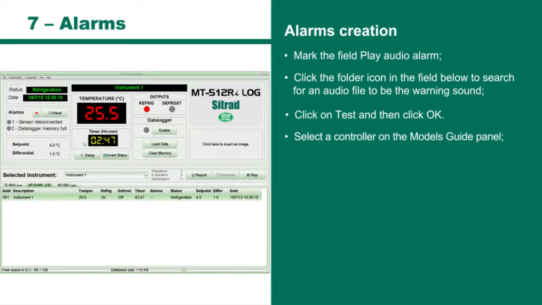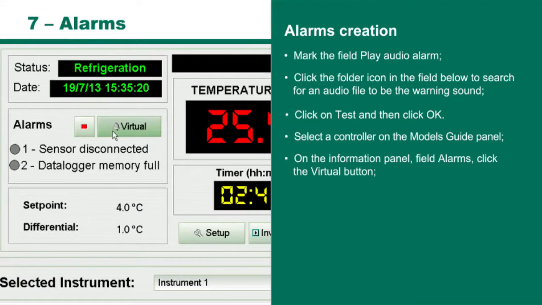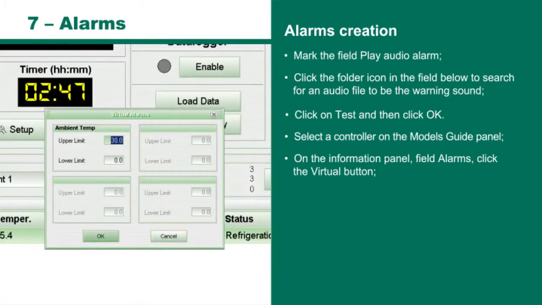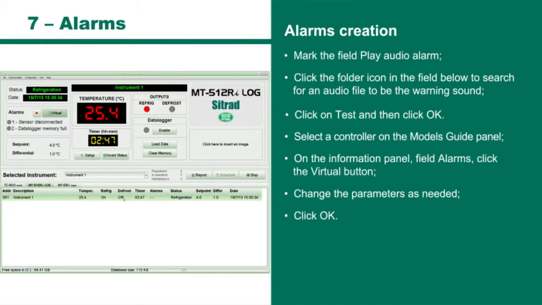Select a controller on the Models Guide panel. On the information panel, Alarms field, click the Virtual button. Change the parameters as needed. Some parameters for the alarm are modified in the Controller Parameters list. Click OK. From now on, when temperatures go above or below the set limit, Sitrad will notify you so you can correct the alarm condition.